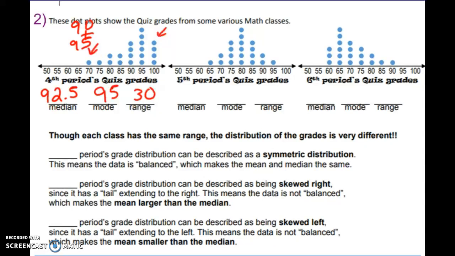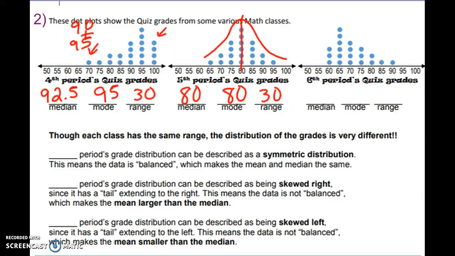Okay, let's look at 5th period's quiz grades. The median, this is an easy one to find because this is a symmetrical graph. We talked about that yesterday, how if I draw a line here, it looks the same on the right and the left. So the median is 80 because if you draw that down the middle, it separates the data into 2 sections. Your mode was 80 and your range was 30. You should have subtracted 65 from 95.